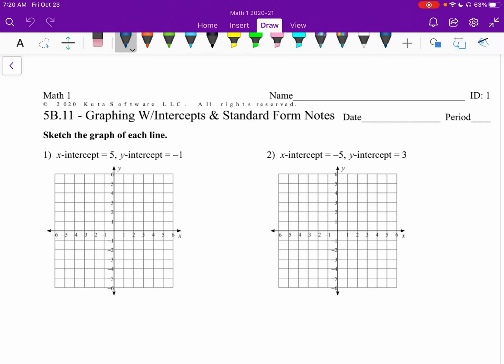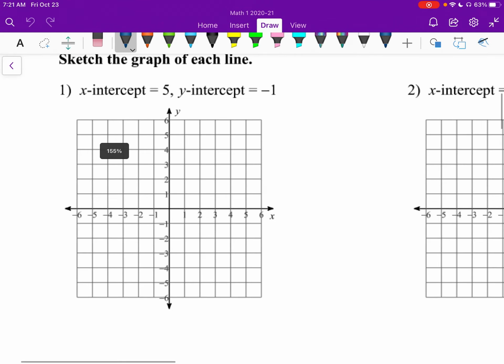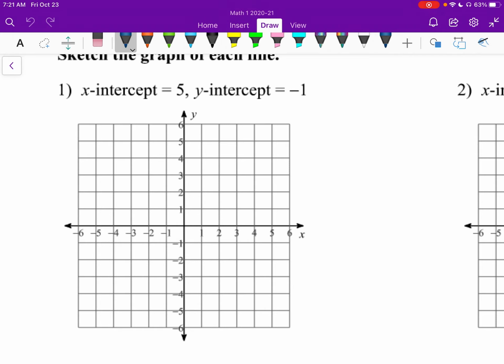All right, Math 1 graphing with X and Y intercepts and standard form. So starting off, we're doing number 1 with just the intercepts listed. So let's look at the y-intercept first, because I think we already know what that is. A y-intercept of -1 means that we just put a dot on the -1 on the y-axis. See, there's the y-axis. Here's the x-axis.